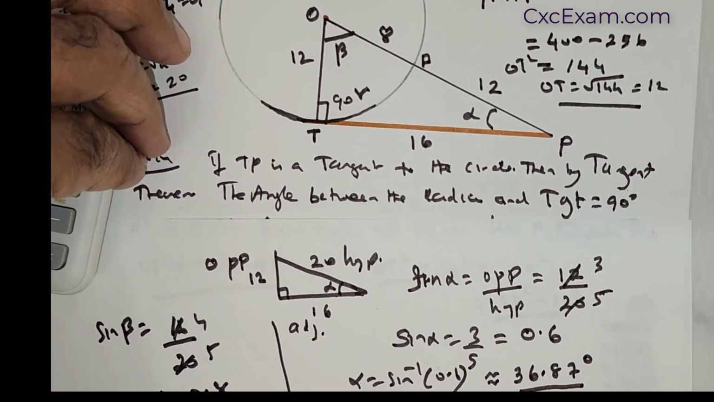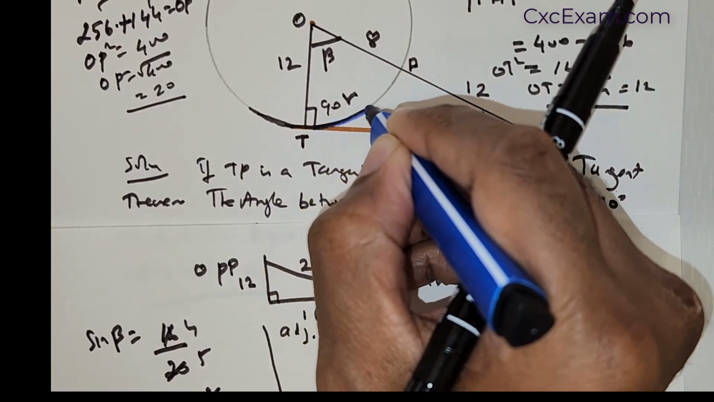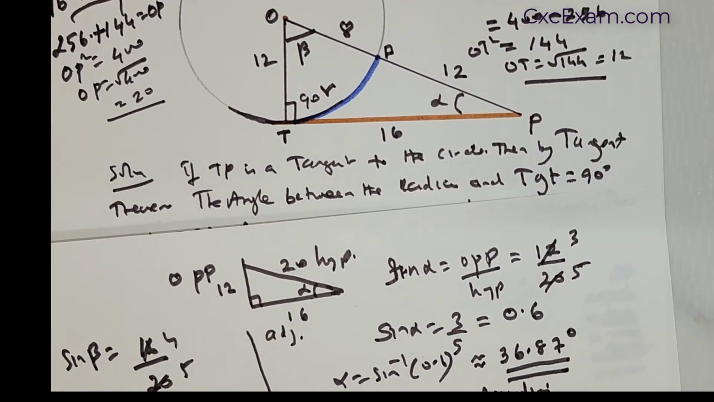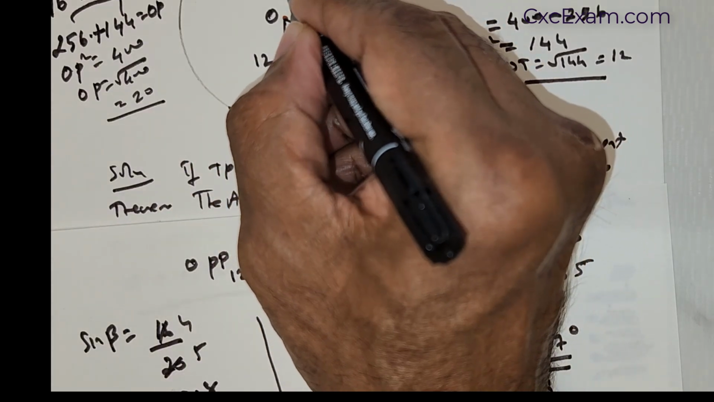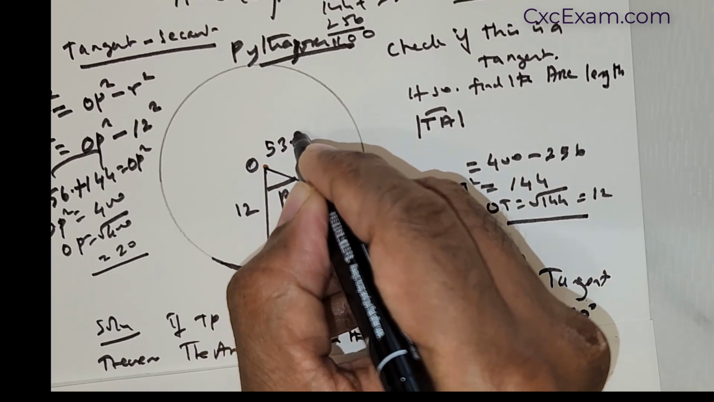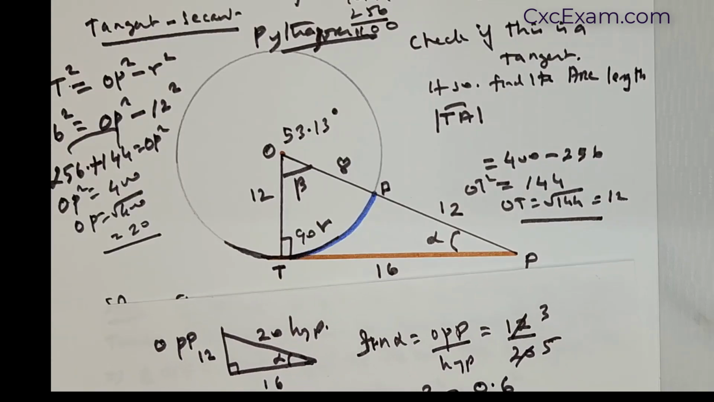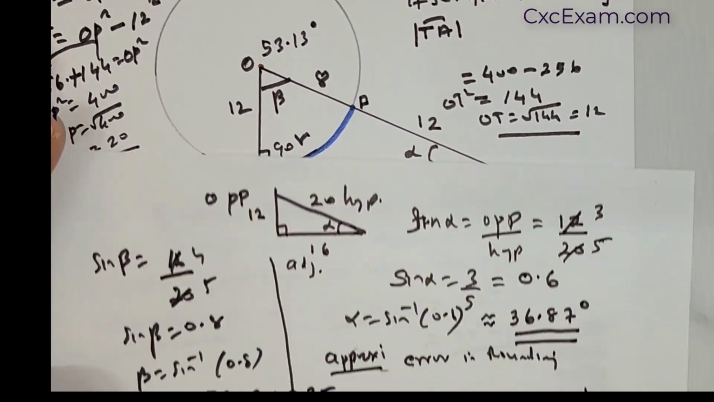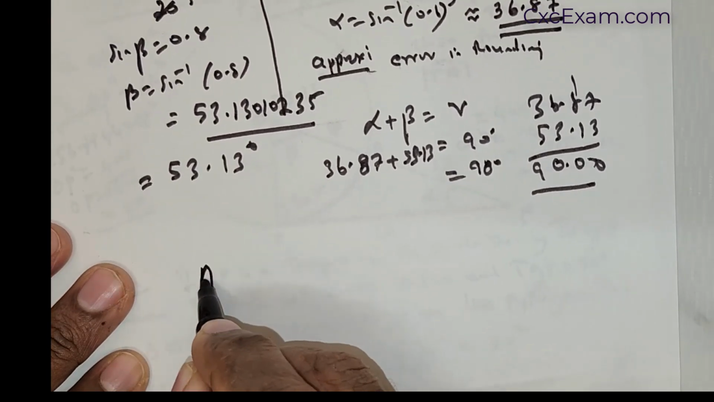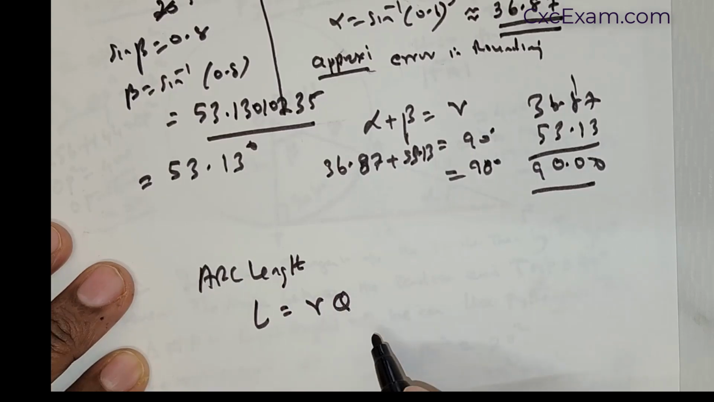Now we have the next part of the question. The next part of the question is to find the arc length. They want us to get this arc length. Now this angle beta is found to be 53.13 degrees. So that is there. Now how do we get this arc length? There is a formula. Let me show you this formula. Arc length, which is represented by L, is given as R times theta.